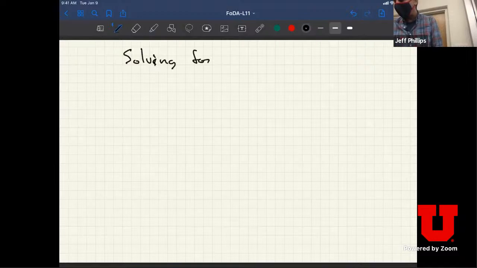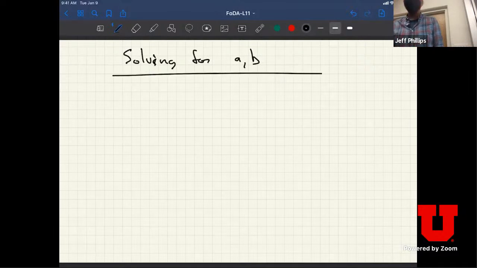Solving for a and b. The first thing we're going to do is, it's possible to write this in one line of code or one line of mathematics, but we'll break it down into a few steps in this simple version. We're first going to calculate a value x bar, which is the average over all the xi values. We're also going to do the same with y bar.